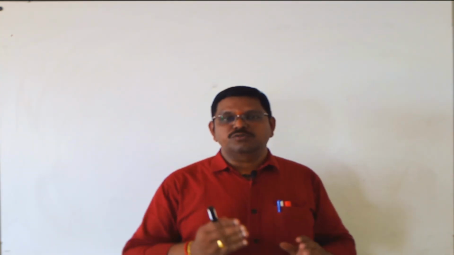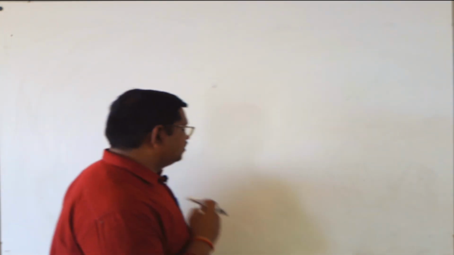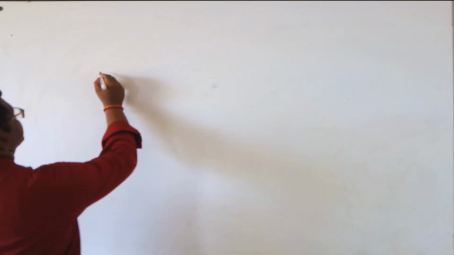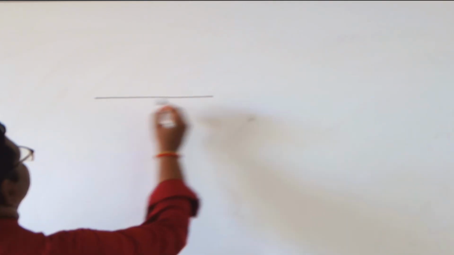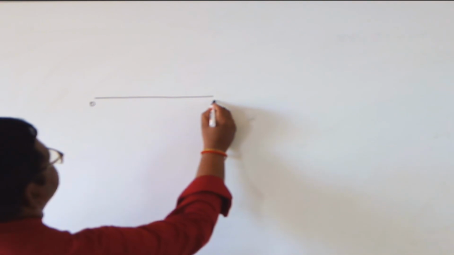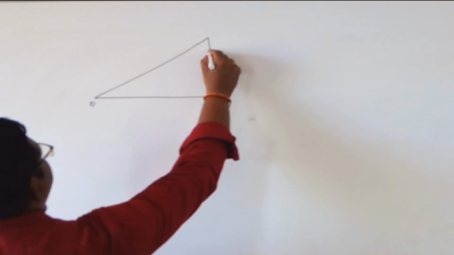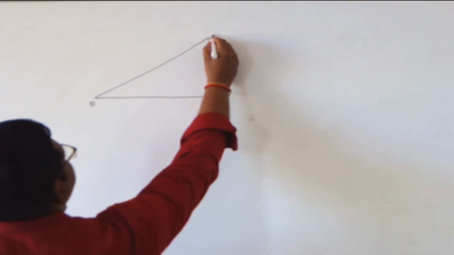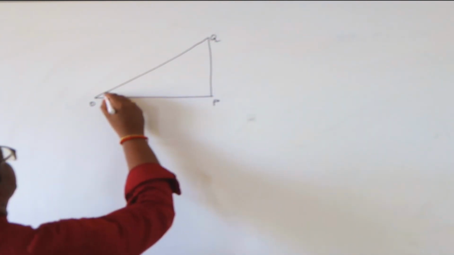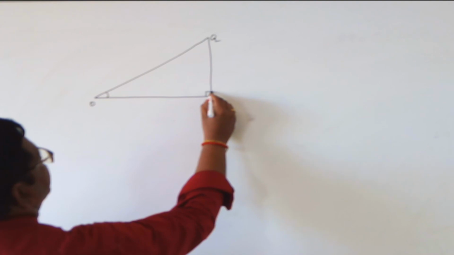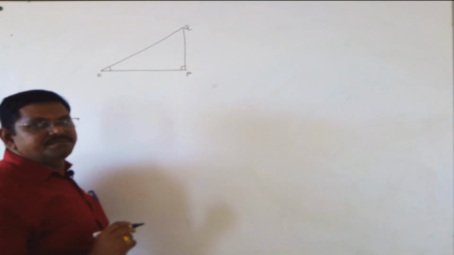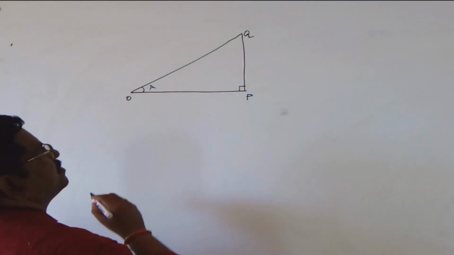So in this module, first we will learn how to find sin of A plus B, cos of A plus B and tan of A plus B. For that, first we are taking one triangle. Let us take the triangle OP. Say this is Q. OPQ is a right angle triangle, right angled at P. Say this angle is A.